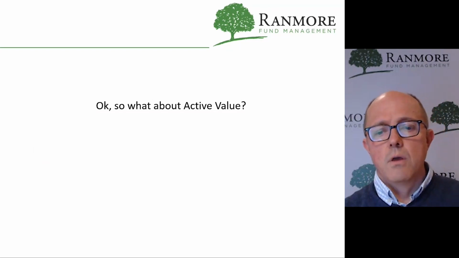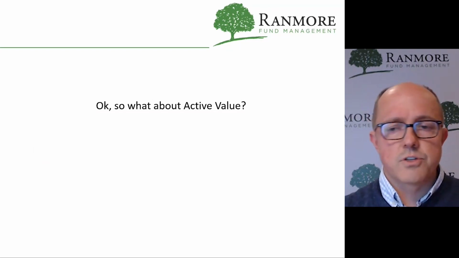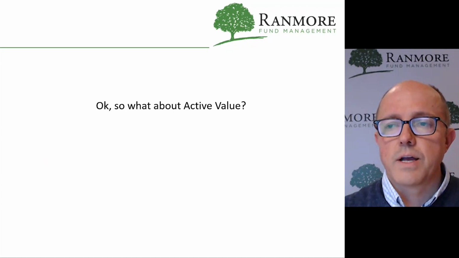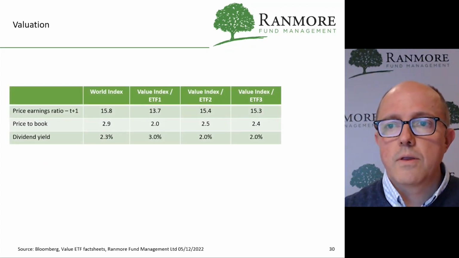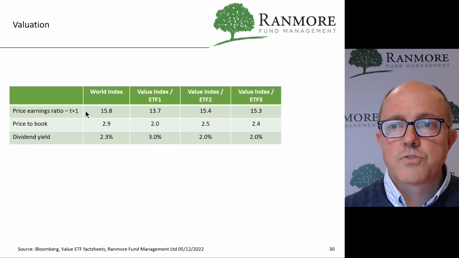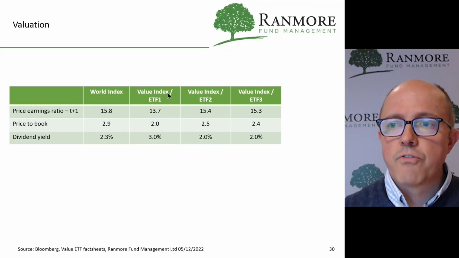Okay, so what about active value? Because aren't those the guys that the passive funds are always beating? Well, for some. What we've got here are the value metrics for the world index for a number of different index providers. This is the forward earnings multiple, mixing it up a bit. So it's 15.8. One of the value indices is 13.7, 15.4, 15.3. So call it 14, a slight discount to the world index. Price to book 2.9, 2, 2.5, 2.4. Dividend yield, you can see roughly 2%.